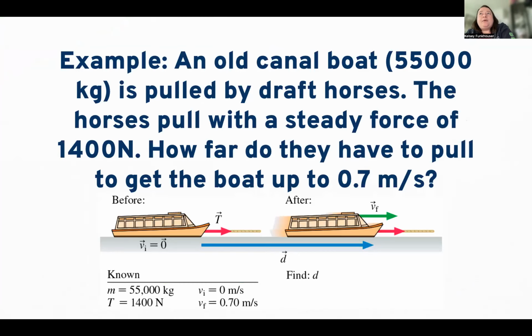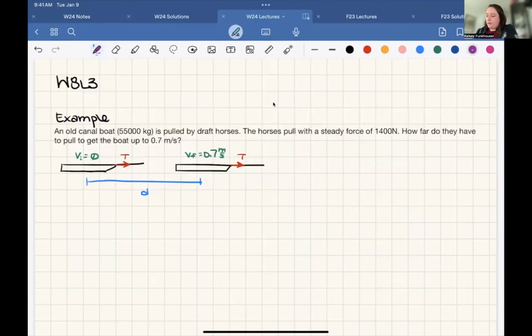An old canal boat, 55,000 kilograms, is pulled by draft horses. The horses pull with a steady force of 1,400 newtons. How far do they have to pull to get the boat up to 0.7 meters per second? And just to note, this example does not come from your textbook. Okay, so let's write down some things.